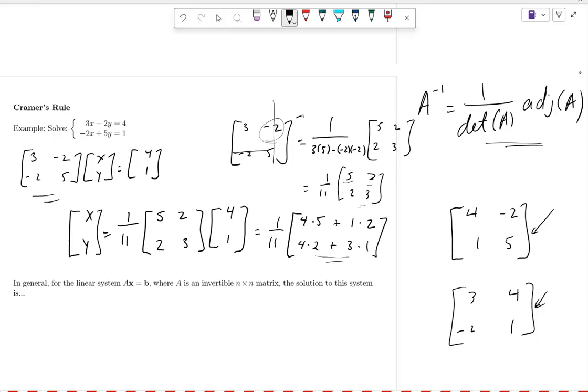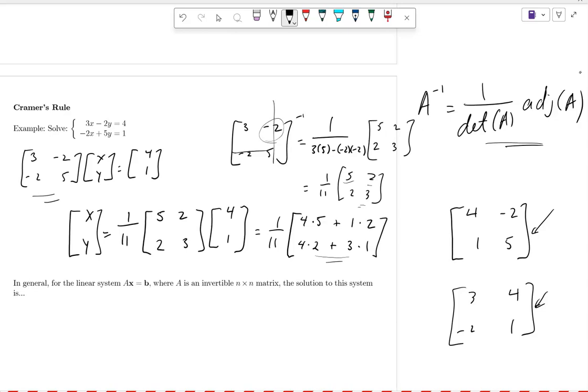You replaced the 3 with the 4. Okay, I replaced the 3 with the 4. And in the first one, I replaced the 3 with the 4 and the negative 2 with the 1, right? So I took out the first column and put in the constants, right? What did I do in the next one? I took out the second column, did the same thing, right? We agree? Okay. All right.